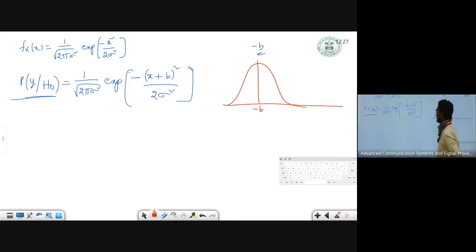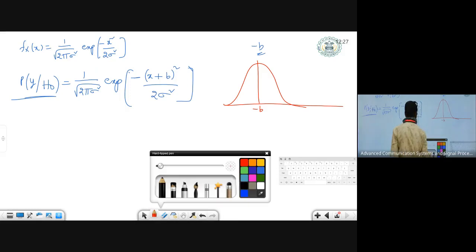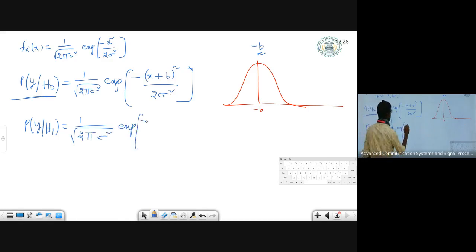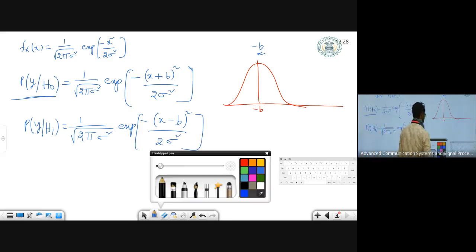Okay. In a similar manner, if I go for calculating the transition probability of receiving y when h1 has occurred, it is equal to 1 upon root 2 pi sigma square, exponential of minus (x minus mu) whole square by 2 sigma square. So this is for the hypothesis h1, and for that, let me use another color, the blue color.